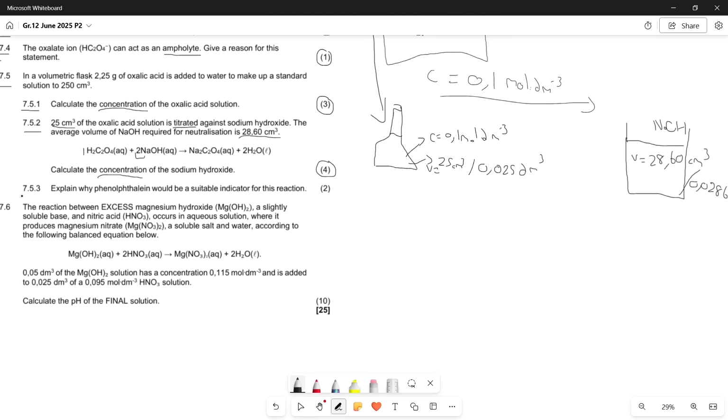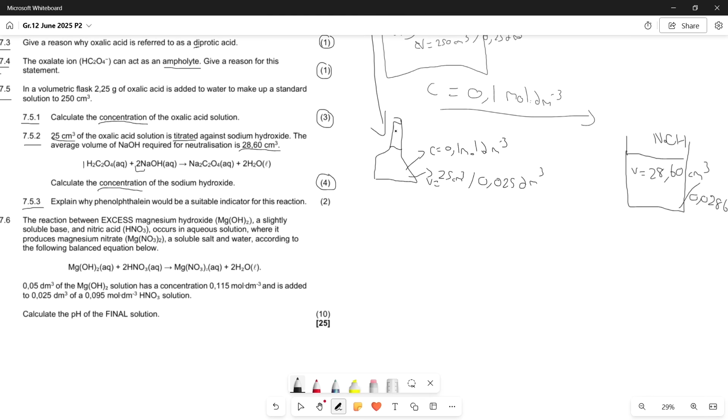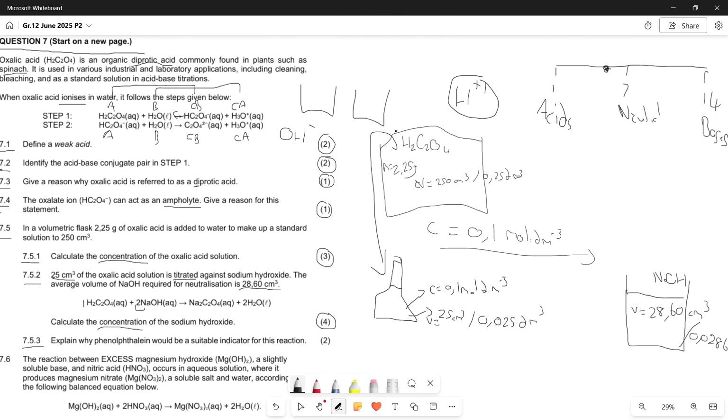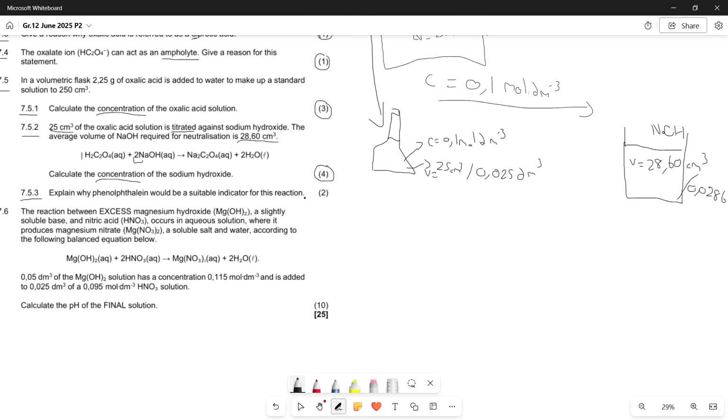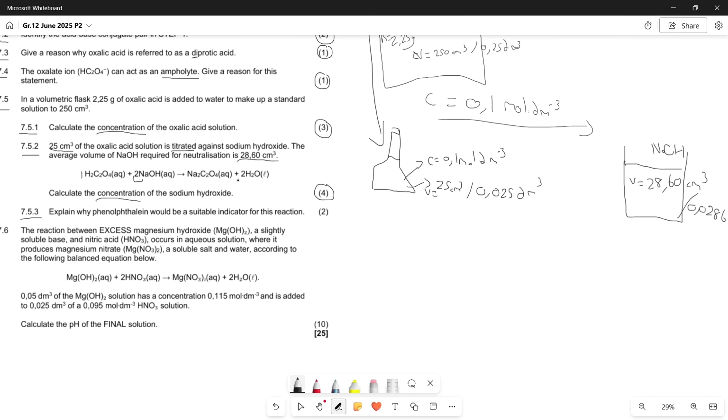And then 7.5.3, a theory question, says explain why phenolphthalein would be a suitable indicator for this reaction for 2 marks. So in grade 11, they would give us tables and they would tell us the amount of pH and everything. We could go ahead and calculate pH, but that's a lot of working for 2 marks with not very much information. Right now, we're about to break down a nice short way to remember which indicator is suitable for which type of reaction. So we have 3 different ones.